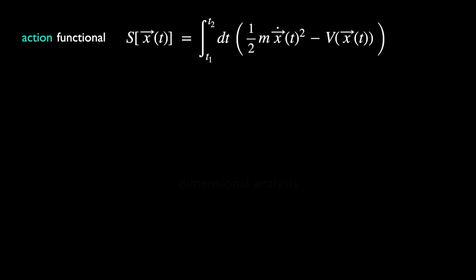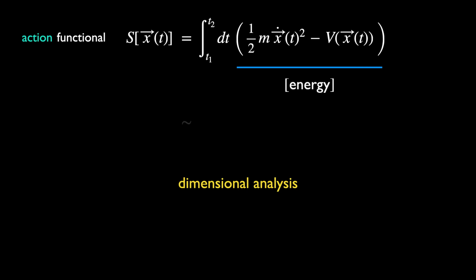Let's do some dimensional analysis. The action has the dimensions of time times energy. Keep this in mind as we move along when constructing the actions for physical systems. The Lagrangian formalism is quite general and can describe any number of degrees of freedom.